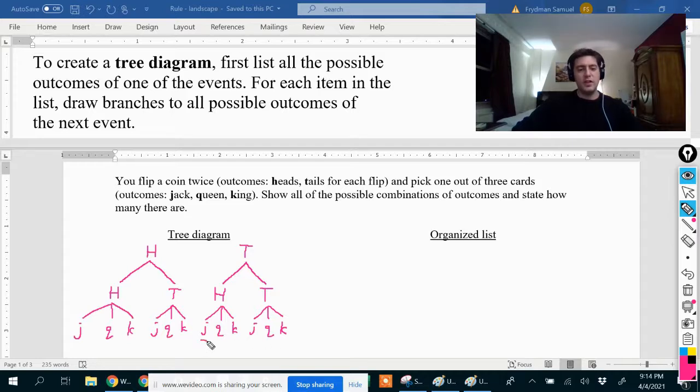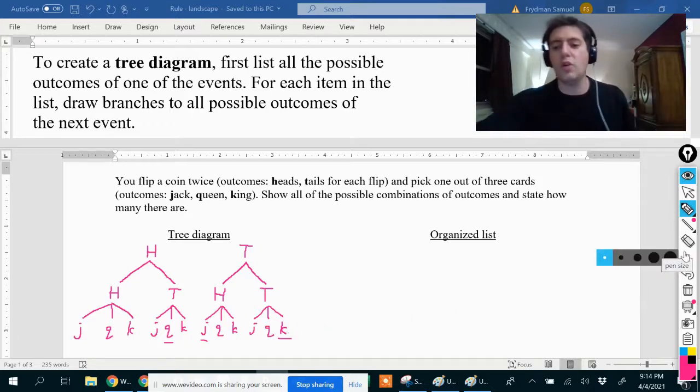Okay, what does this mean over here? Let's look at how we got there from the beginning of the tree, let's say the root of the tree. We got a tails on the first coin toss, a heads on the second coin toss, and then we picked a jack. Or this one means we got a heads on the first coin toss, tails on the second coin toss, and then we picked a queen. This over here means we got a tails on the first coin toss, then a tails again for the second coin toss, and then we picked a king. So these are all the different combinations of things that could happen.